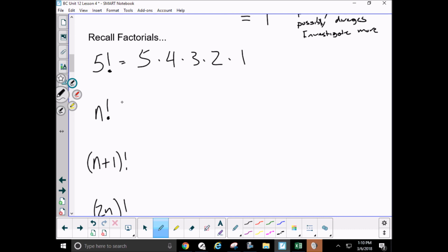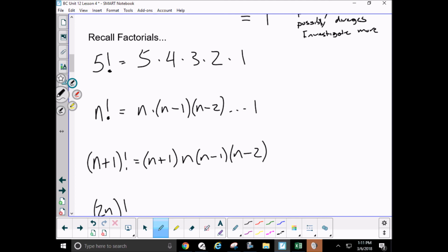We'll be dealing with expressing n factorials, and we can write it as n times n minus 1 times n minus 2, all the way till we get down to 1. If I have n plus 1 factorial, well, I'd start with n plus 1, and then the next term would be n plus 1 minus 1, which is just n. And then I'd have n minus 1, n minus 2, all the way down. Well, that's the exact same as n plus 1 times n factorial.